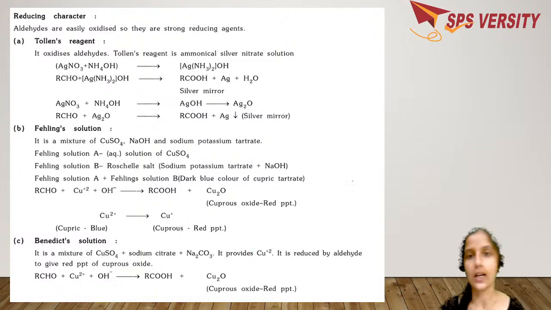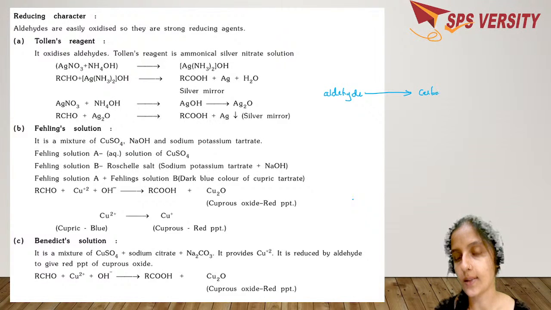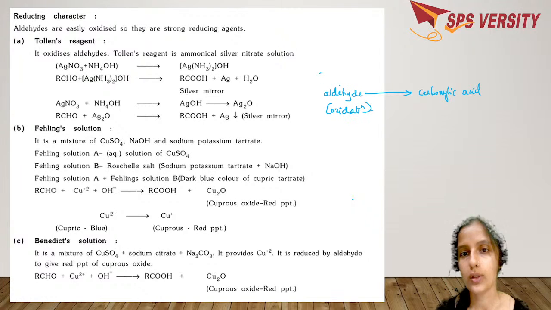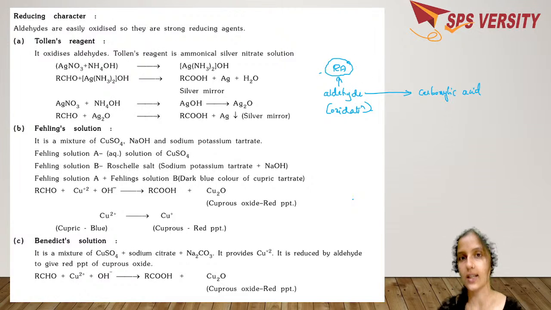So since you can oxidize the aldehyde, how do you oxidize the aldehyde? Aldehyde can be oxidized to the carboxylic acid. So this is one which undergoes oxidation. Something which undergoes oxidation must be a reducing agent. Since they undergo oxidation easily, these are strong reducing agents. So how do they act as reducing agents? We have to see.